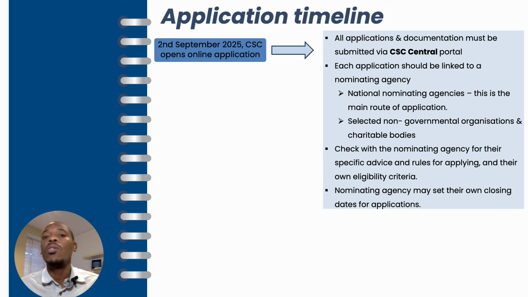So you need to check with your nominating agents that you wish to apply for, and ensure that you follow their selection criteria in addition to the criteria that the Commonwealth scholarship has set. Some of the criteria for the Commonwealth is that you need to have at least a merit, a credit, or a distinction at either undergraduate or at master's for you to qualify for this scholarship. That is the main criteria that is set, because Commonwealth scholarships are mainly academic, like I've already mentioned.